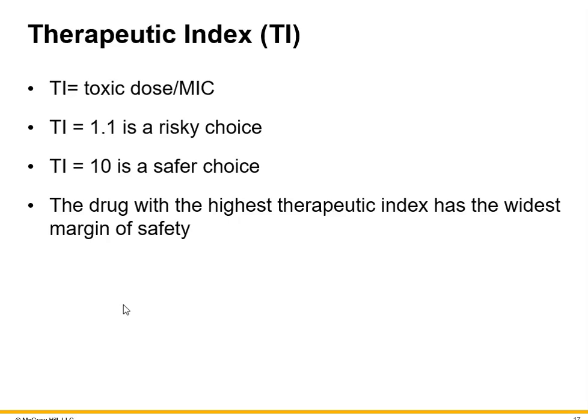So here we see 1.1 is a risky choice, and a TI, meaning our therapeutic index, of 10 is a much safer choice. All right, so we said the higher the therapeutic index, the safer the drug is. We don't want to get close at all to where it's a toxic dose.